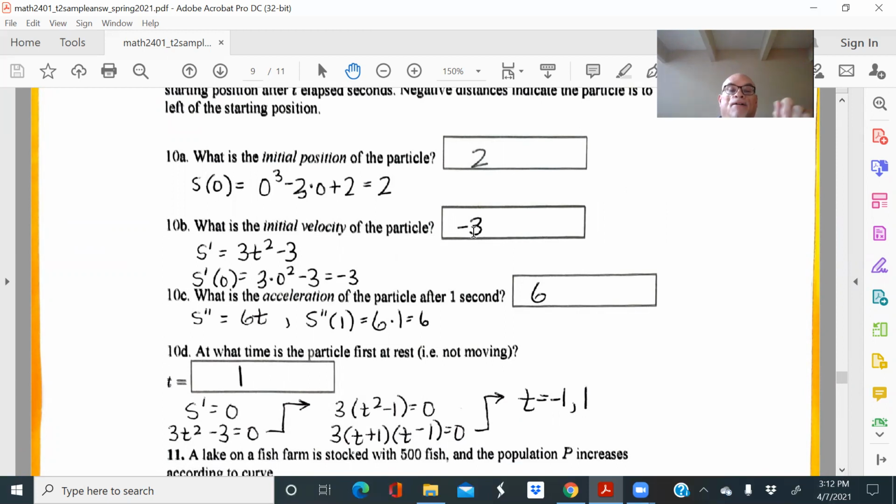And then part C is what's the acceleration of the particle after 1 second? Acceleration is the derivative of velocity. So here's the velocity function, and just take its derivative. That's the second derivative of the position function, and you get easily 6t. Evaluate that at 1, after 1 second, and you get 6. So its acceleration after 1 second is 6.